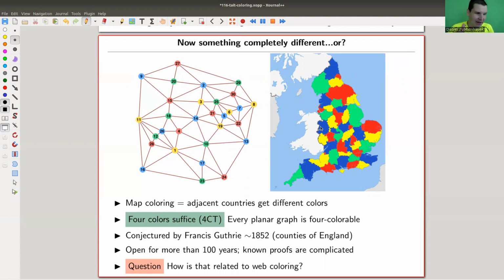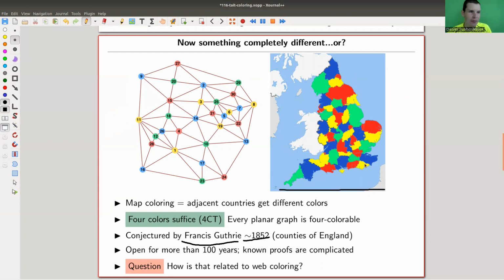So it came a little bit later, but the four color theorem took about 100 years to get proven, and all proofs are very, very complicated. It goes back to the 1850s, where a slightly boring task forced this person to color the counties of England, like on this map here, in the following way: two adjacent counties get different colors.